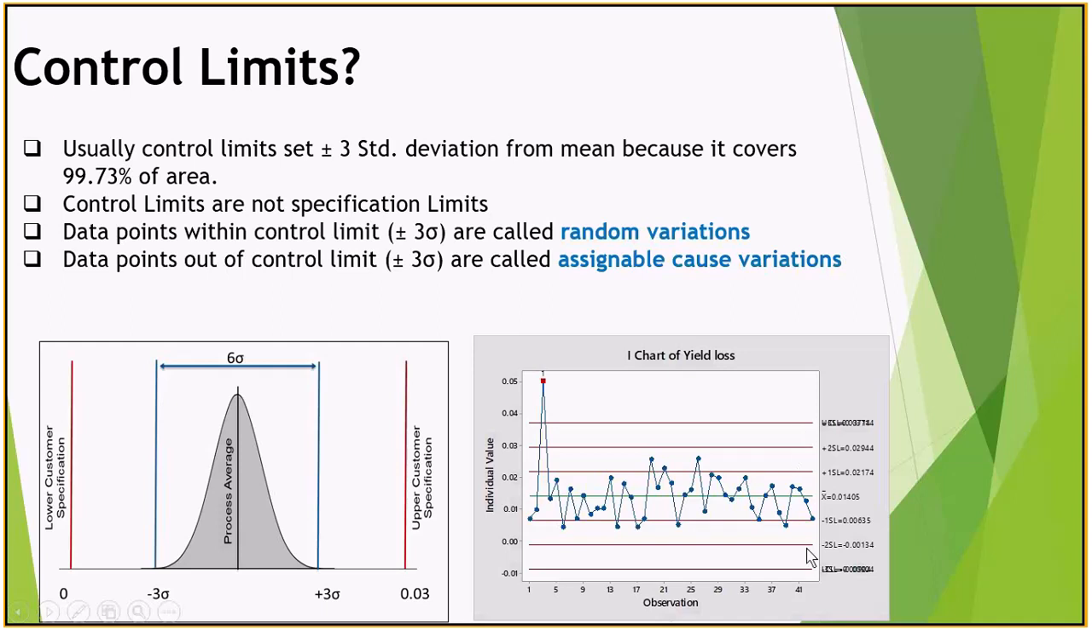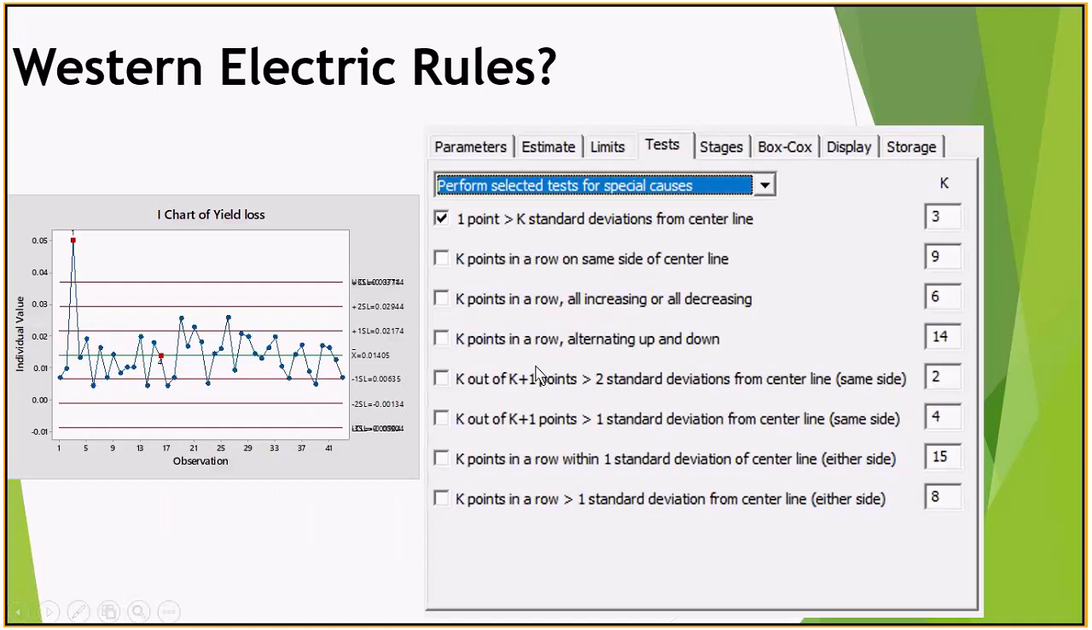One is plus and minus 3 standard deviation, or the lower control limit and upper control limit on the basis of plus and minus 3 standard deviation. But not only that, there are a total of 8 rules, called the Western Electric rules. These are the 8 rules you can find in Minitab. No need to remember them, but these are the ones we majorly use.